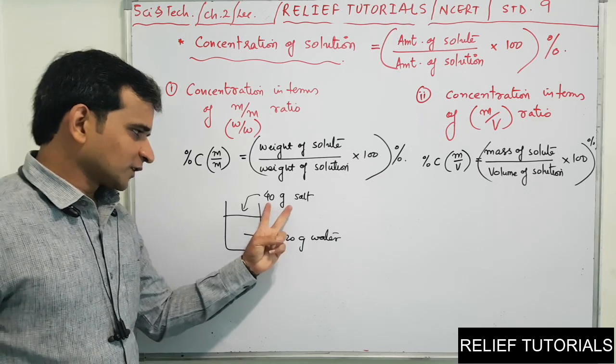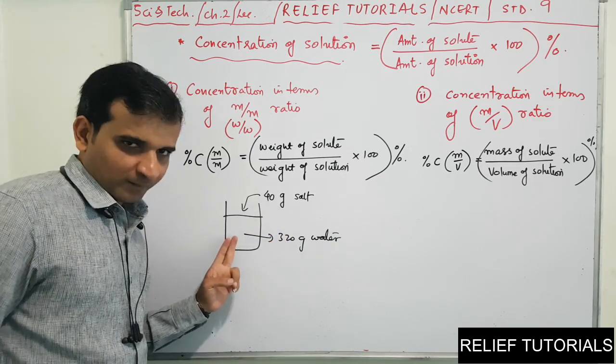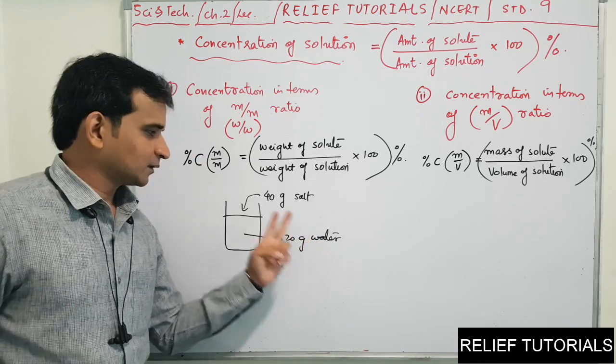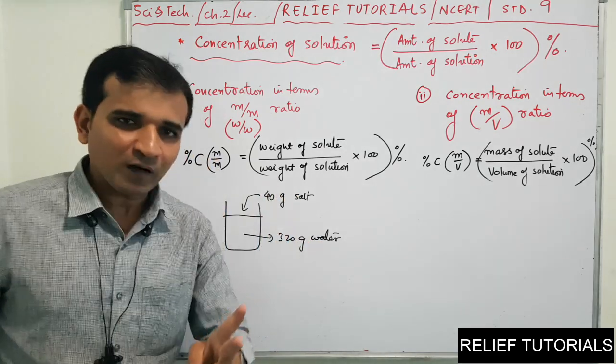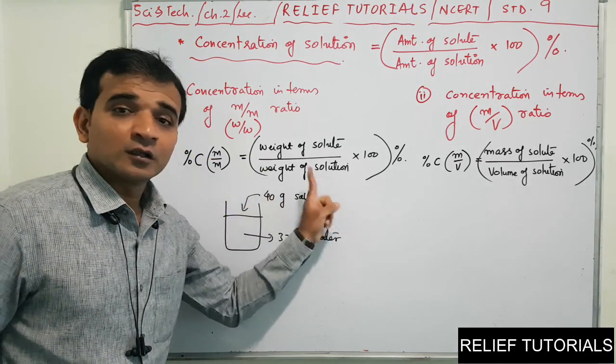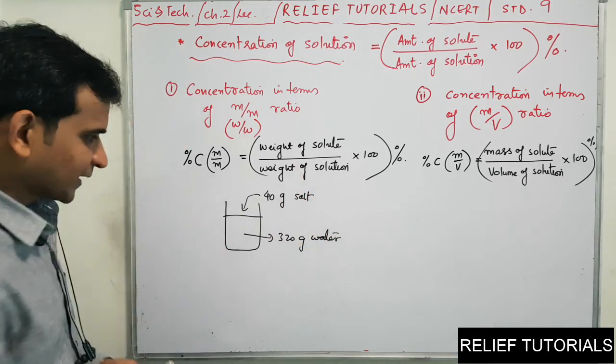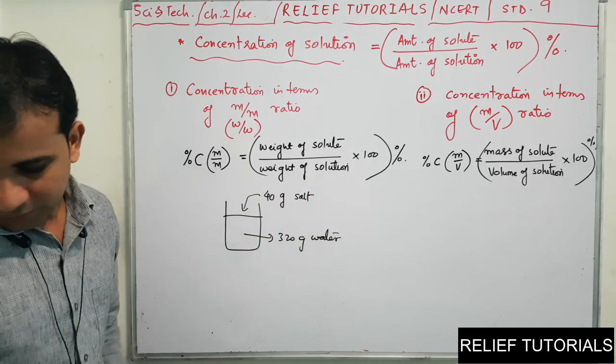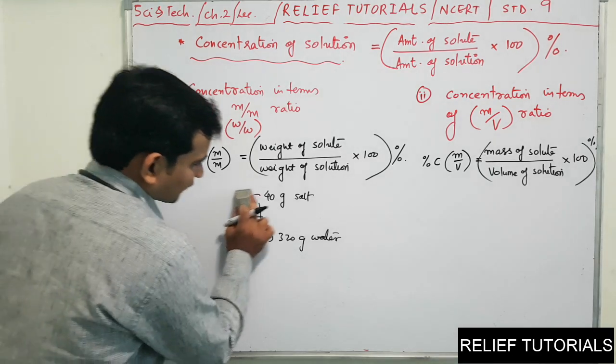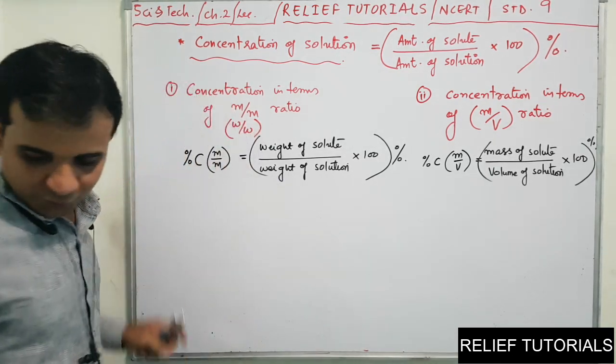So 40 gram of salt is present in 320 gram of water. This is the mass of solvent, this is mass of solute, but we require the mass of solution. So for that, let us add these two. The question is, you have to calculate the percentage concentration in terms of mass by mass ratio.